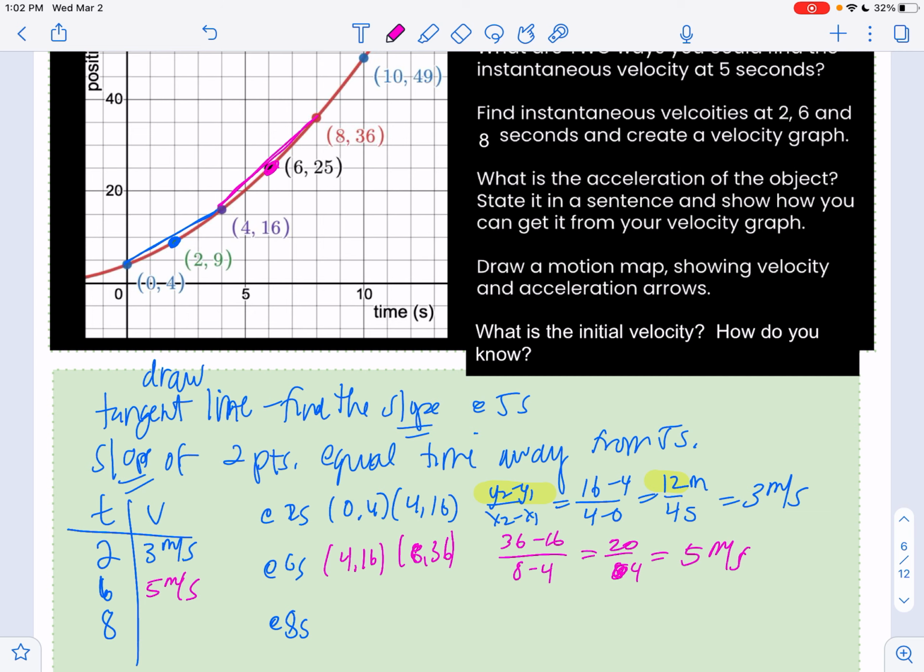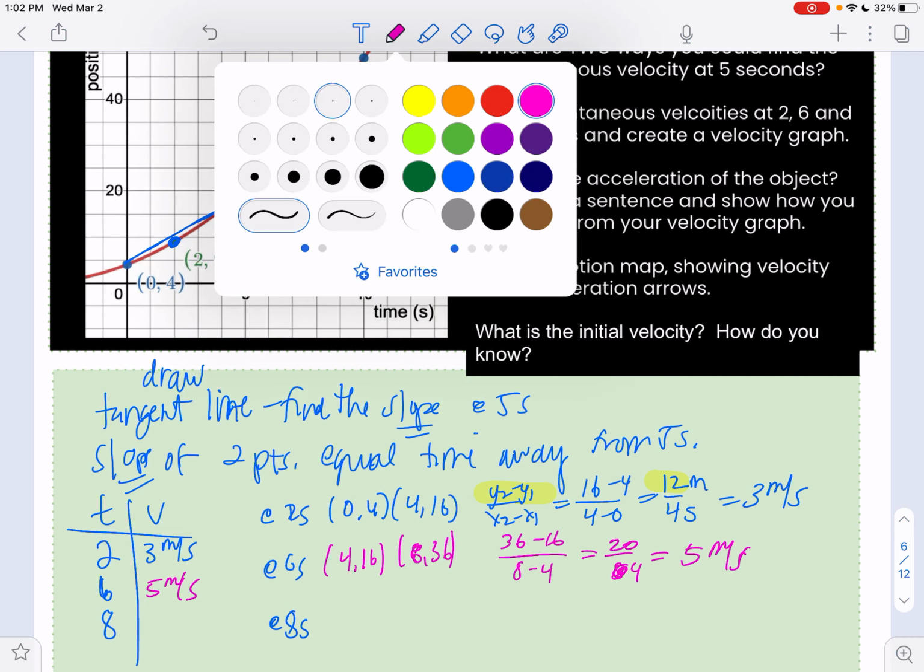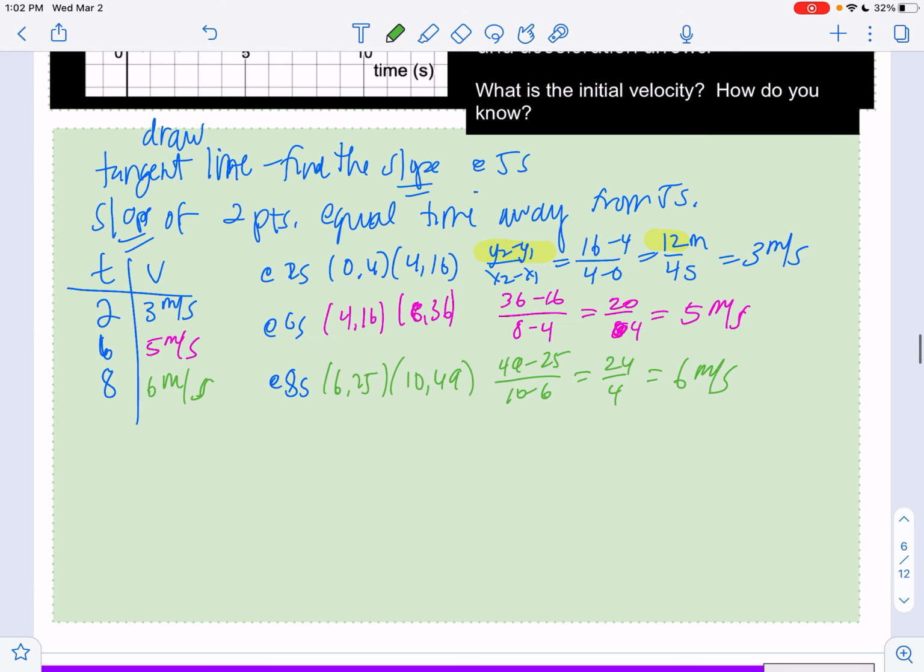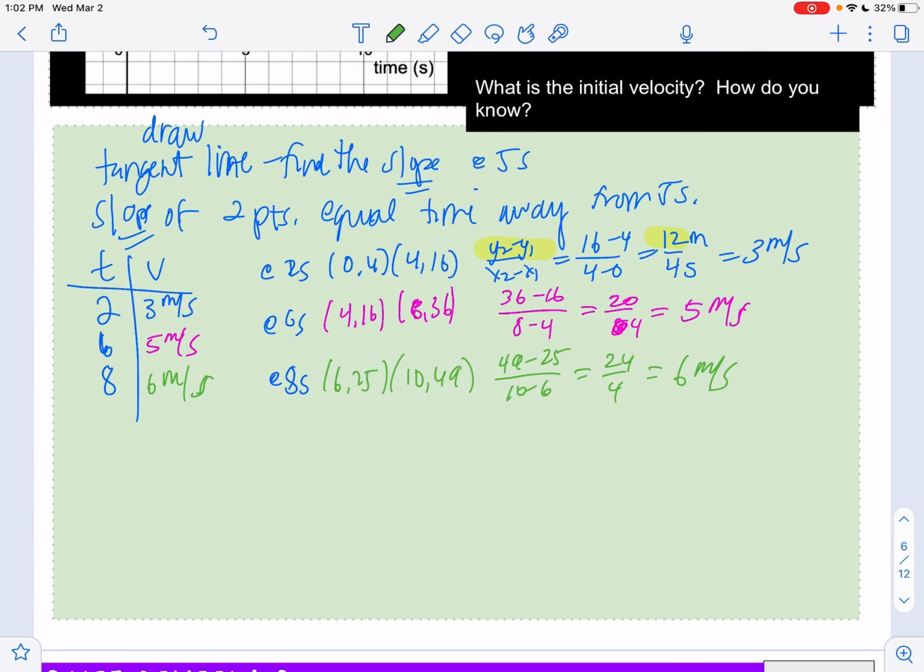So that was how fast it's going here. And then at 8, I can use 6, 25 and 10, 49. That would be 49 minus 25 over 10 minus 6, or 24 over 4, or 6 meters per second. Now I have some points I can use to construct a velocity graph. So make sure you can find those instantaneous values. I'm going to erase these so I have some space to draw.